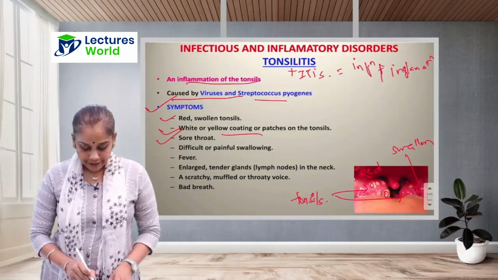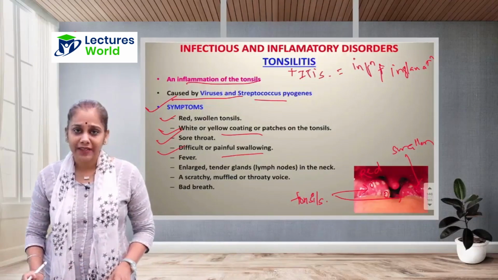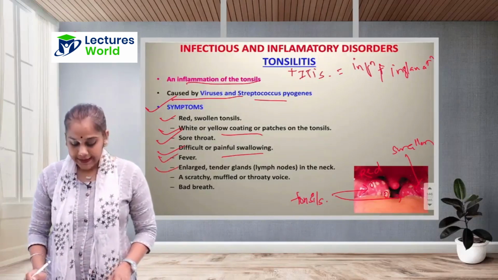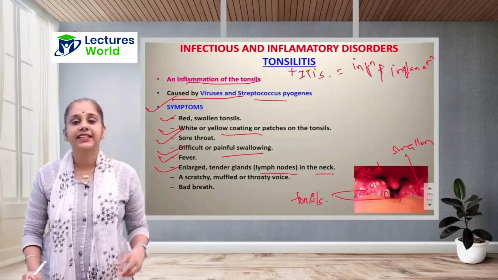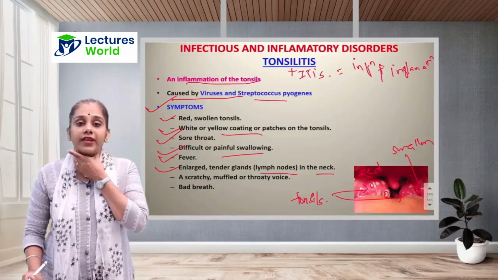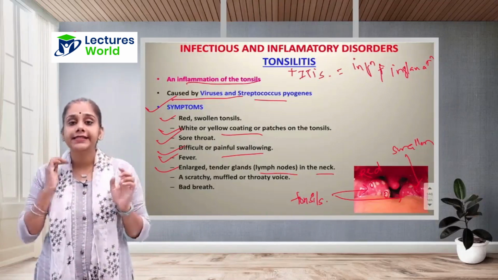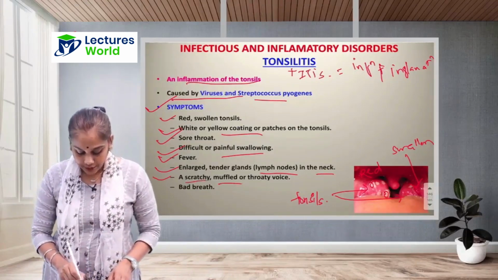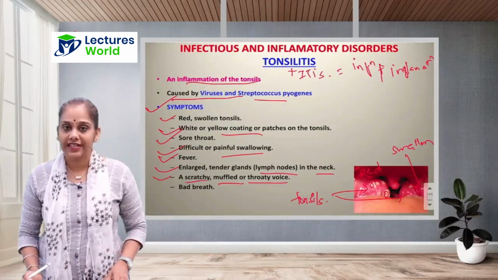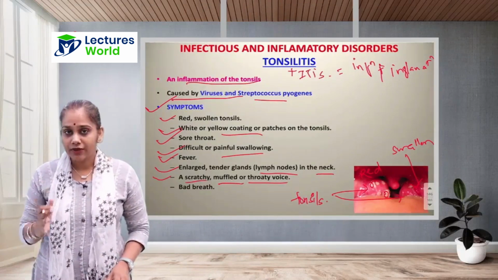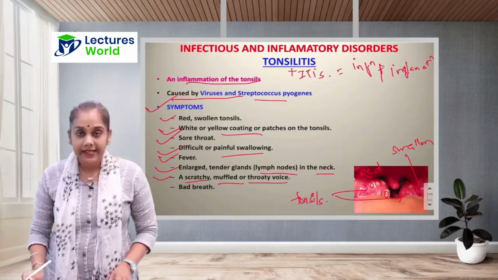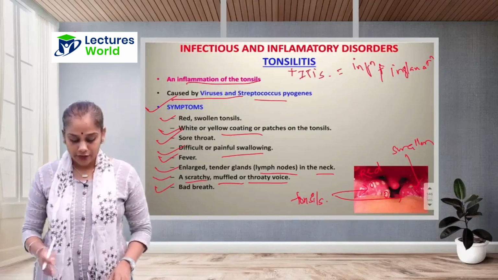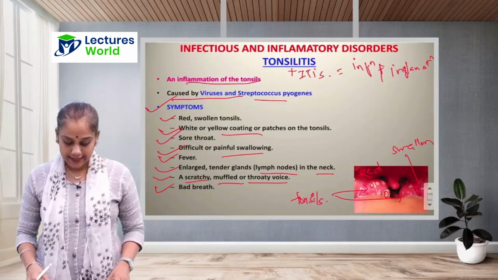Sore throat, then difficult or painful swallowing because of the inflammation of the tonsils. Fever because of the infection. Enlarged and tender glands or lymph nodes in the neck, so at this side there is inflammation of the lymph nodes in the neck area. Then a scratchy, muffled and throaty voice because of inflammation in the larynx or pharynx. Then bad breath. So these are the common symptoms of tonsillitis.